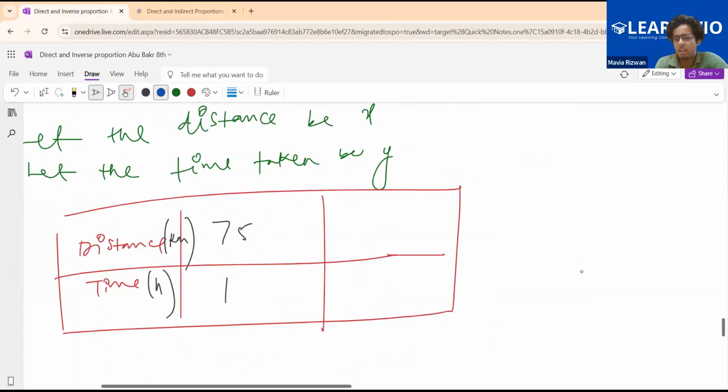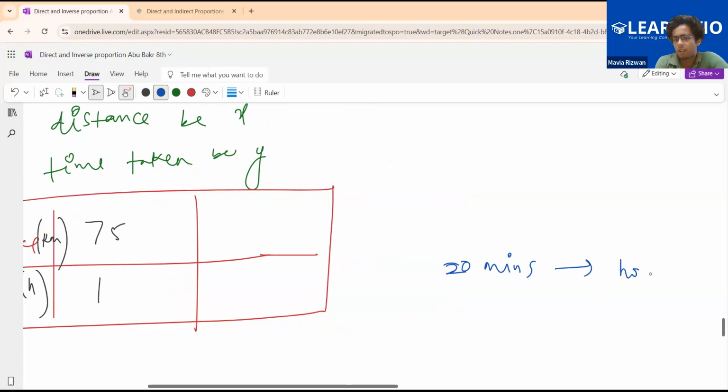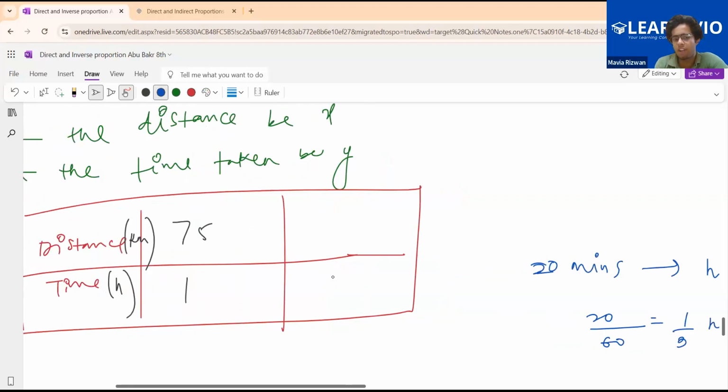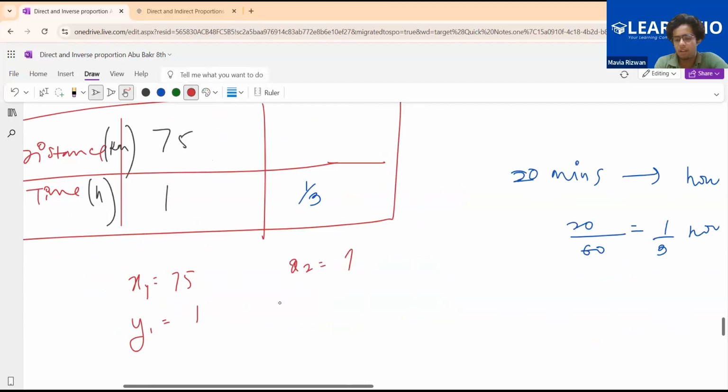So to convert 20 minutes to hours, I'm going to divide it by 60 because 1 hour has 60 minutes. So 20 by 60. So this is 1 by 3 hours. So how far will it go in 1 by 3 hours? Now we know that x1 is 75, y1, the corresponding time taken, is 1 hour. x2 we have to find out, and the corresponding y2 is given, 1 by 3. Is this clear, Abubakar, till here?